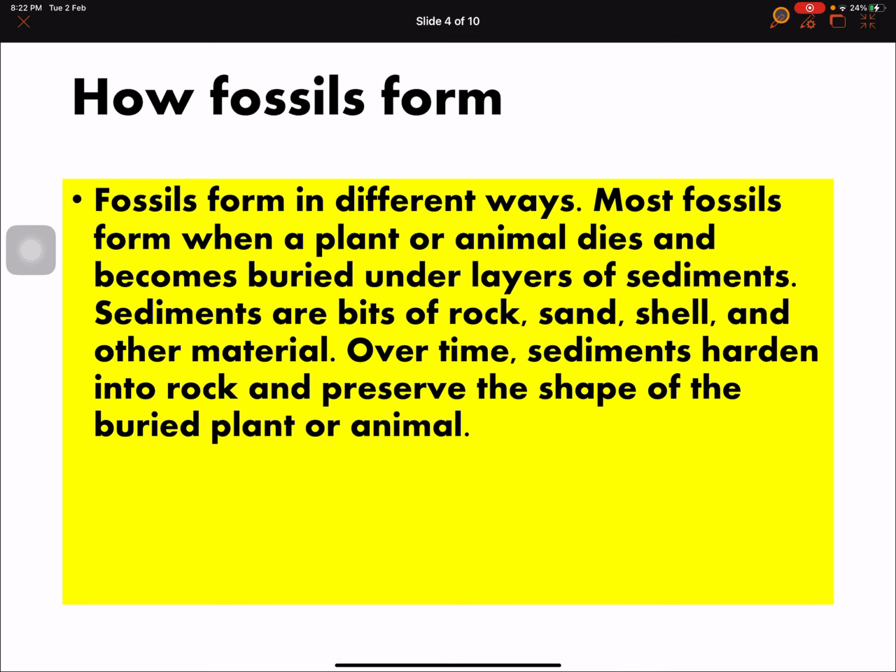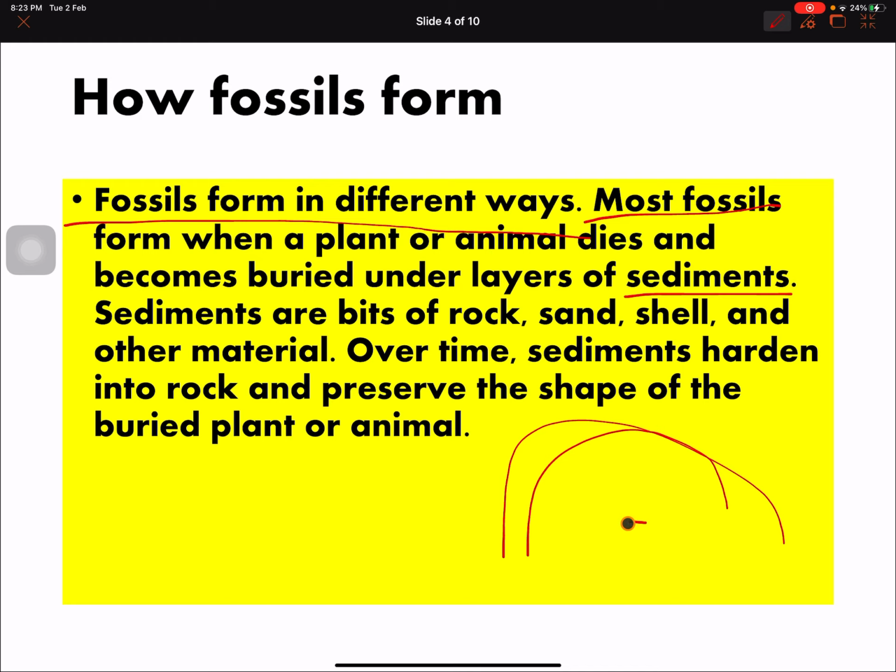First, we need to know how fossils form. So fossils form in many ways, okay? And lots of fossils form when living things die and get buried under layers of sediments. What are sediments? As you can see, for example, this over here is a fossil, and the things that bury the fossil are the sediments.